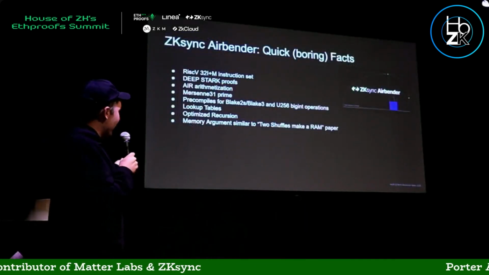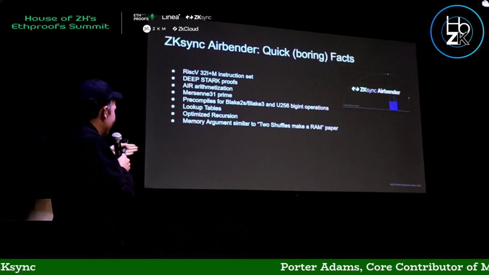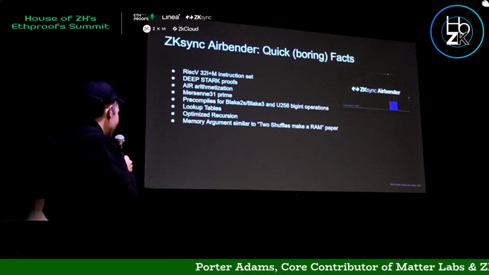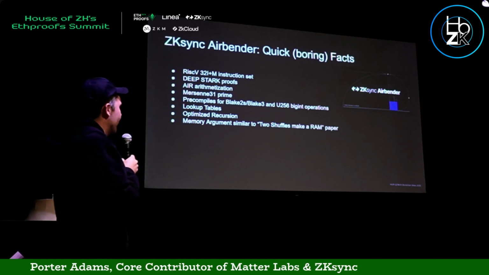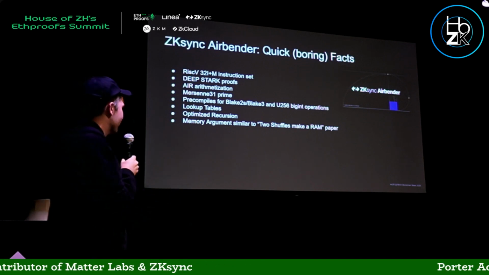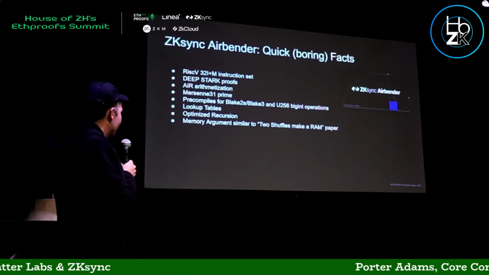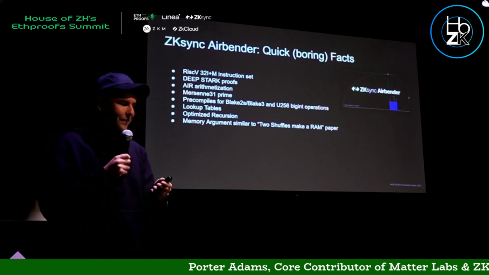So boring facts, I'll read them off. It's RISC-V, 32IM instruction set, deep Stark, Fry proofs, AIR arithmetization, Mersenne 31 prime, precompiles for Blake 2s and U256 operations because the EVM's all 256-bit integers, lookup tables, recursion, memory argument. All right, there's your, take your screenshot. Nice.